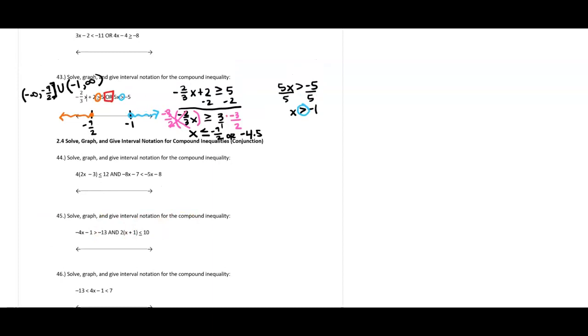All right, I'm just going to have you guys try one of these. So let's try number 45. I want you guys to get it started. See what you can do with 45. But notice it's an and statement this time.